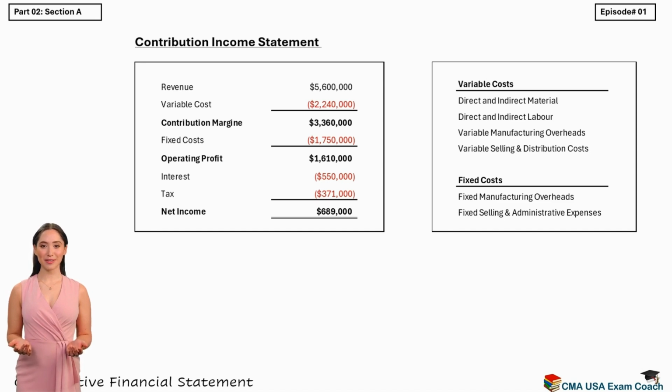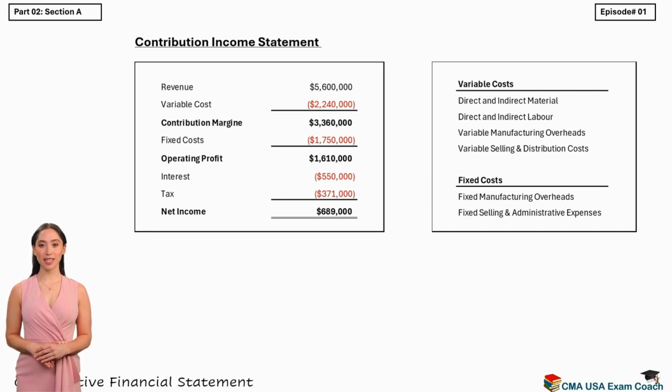Contribution income statement. Now, let's talk about the contribution income statement, a powerful tool used in managerial accounting. Unlike the traditional income statement, which follows the GAAP format, the contribution income statement classifies costs based on their behavior, variable and fixed costs, instead of function. It follows a simple structure. The sample income statement you see here will be used throughout our lecture to explain various analyses and ratios.